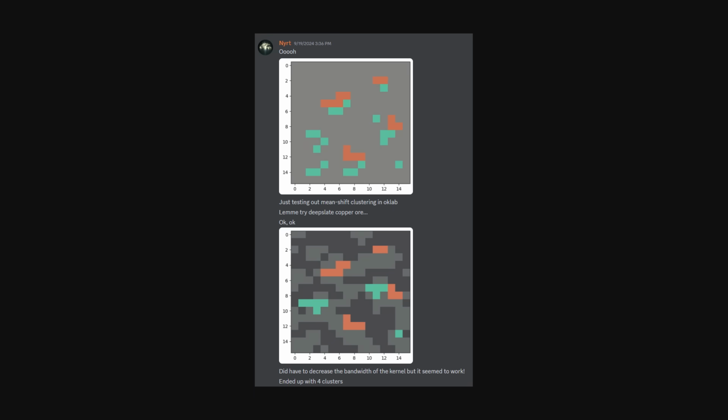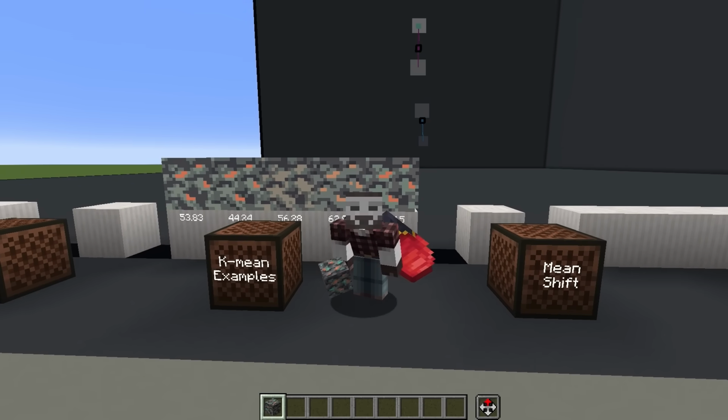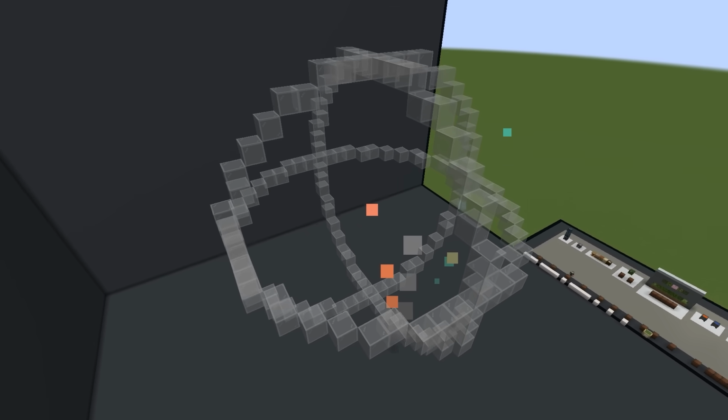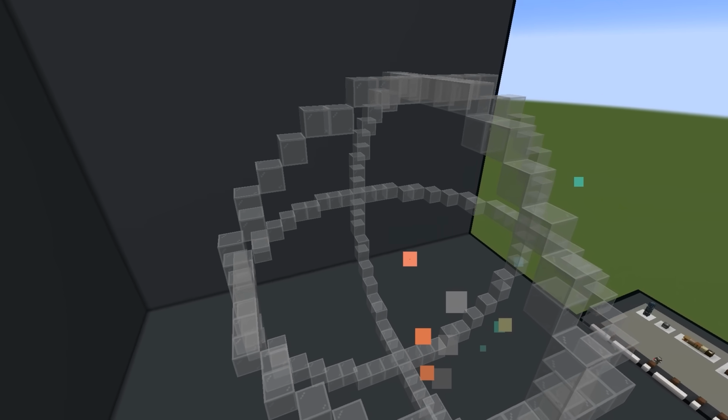But soon after that, a Discord member, Nert, posted some tests using mean shift clustering, and it was perfect. So let's talk about mean shift clustering and what makes it so good. Let's start with the orange values. Before it runs, it looks at all the data and does a kernel density estimation. You can just think of it as a smaller area it will look at while it's clustering. For our example, it's about 19 blocks across.